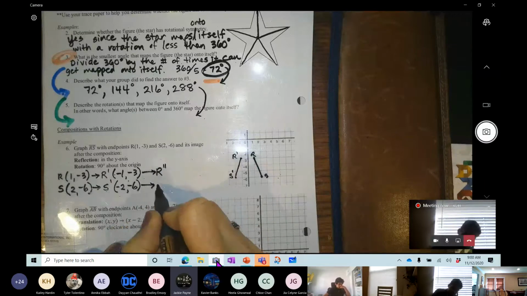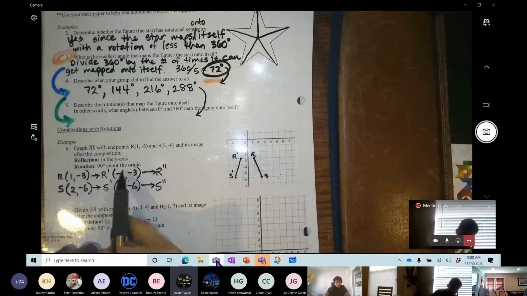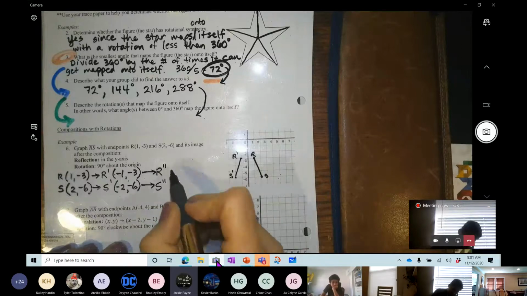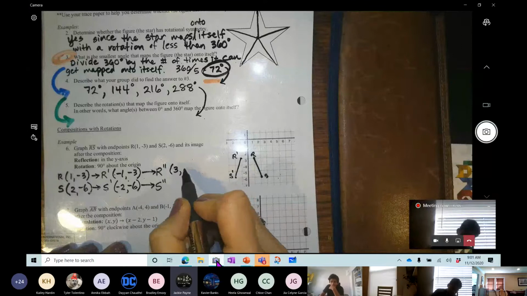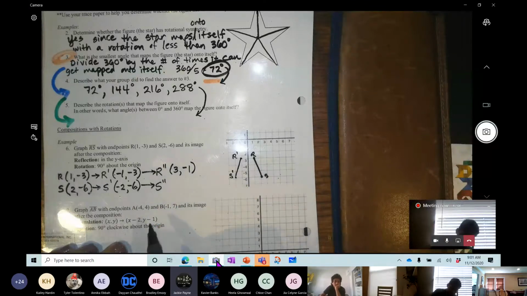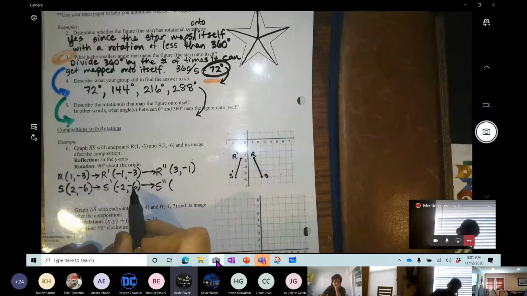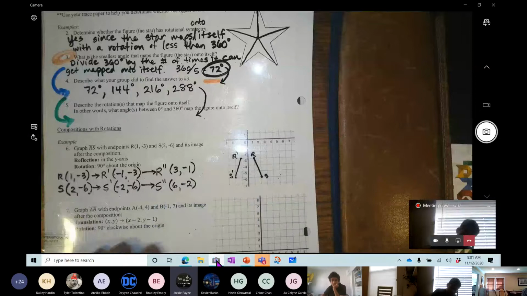and this is going to now be R double prime. We're going to take this x and this y, and flip them so that now this is in the first place and this is in the second place, and then we're going to change the sign of the x. So R double prime is now 3, -1, and S double prime is going to be 6, -2. And that's how you apply the rule.